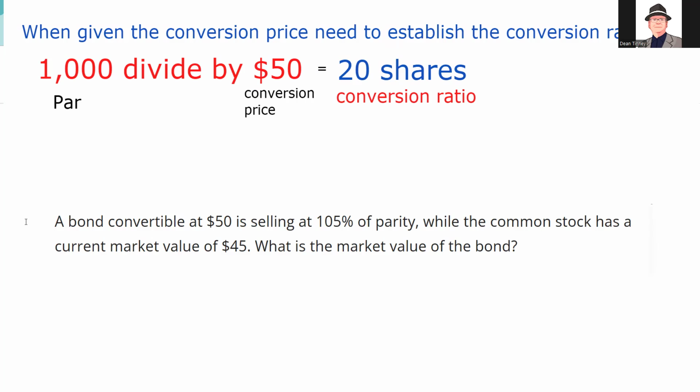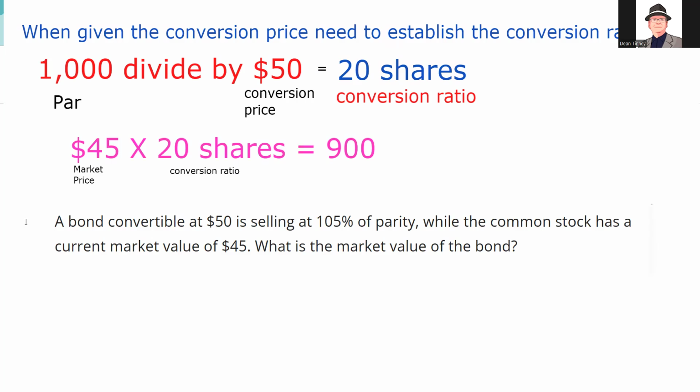Sometimes they give it to us. Maybe they say the conversion ratio is 20 to 1 or something like that, in which case, thank you so much. But I wouldn't count on being given that information. Okay, so the common stock has a current market value of 45. We take the market price of the stock times the conversion ratio, and parity means equal. So this bond is equal to $900 worth of stock. If it's got 20 shares and the stock's 45, the bond's worth 900 as it relates to the stock.